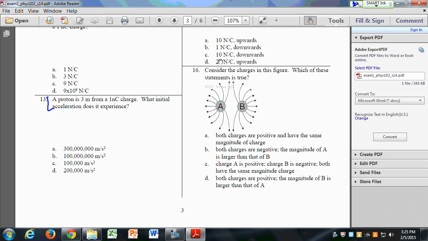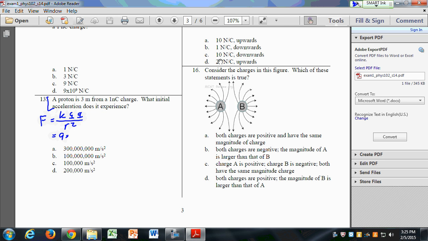Well, first we need to recognize that F is equal to Q times E. So this proton has a force on it due to this 1 nanocoulomb charge. We don't care about the direction, it's just asking for the magnitude, so don't worry if it's attractive or repulsive. Wait, no, I'm sorry. I don't have the electric field, this is different. My force here is from Coulomb's law. So it's going to be KQQ over R squared.